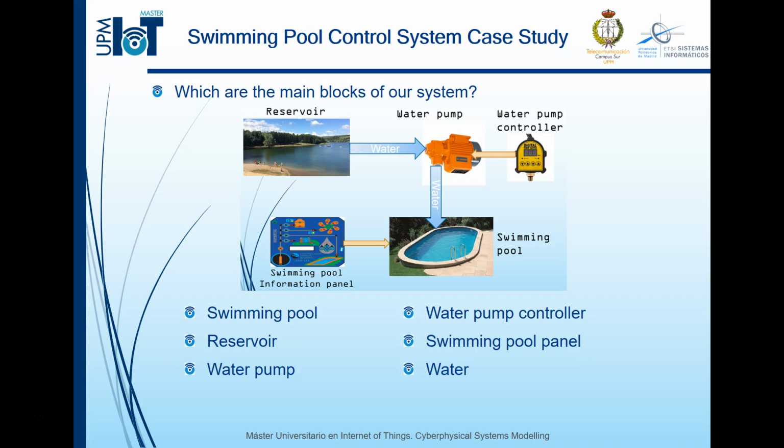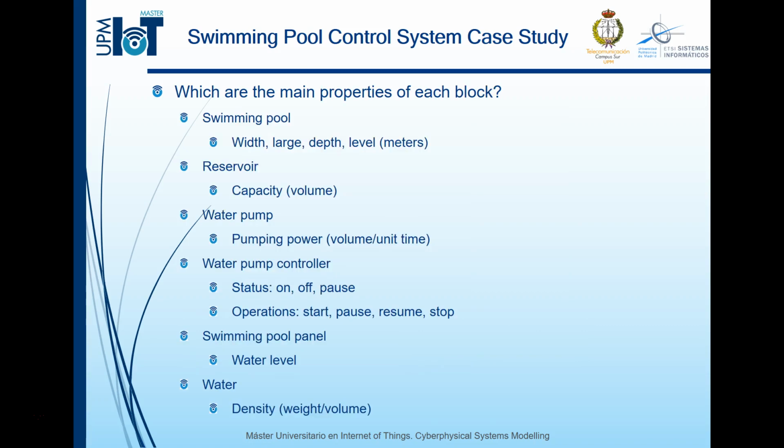And the next is, which are the main properties of each block? For example, the features for a swimming pool could be large, depth, and level, to know how much water is inside, which is the level of water of your swimming pool. For the reservoir, in our case study, it's enough if we know only the capacity. And the unit for capacity will be volume. And the unit for all these features will be meters.